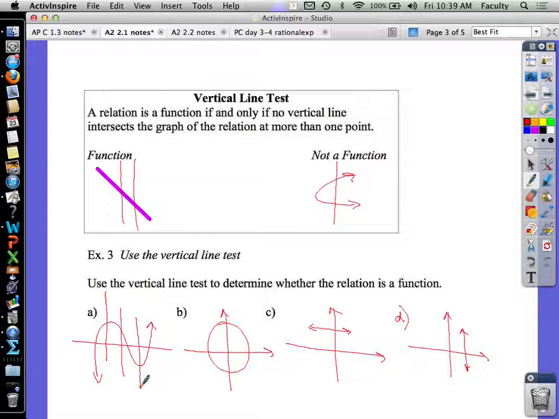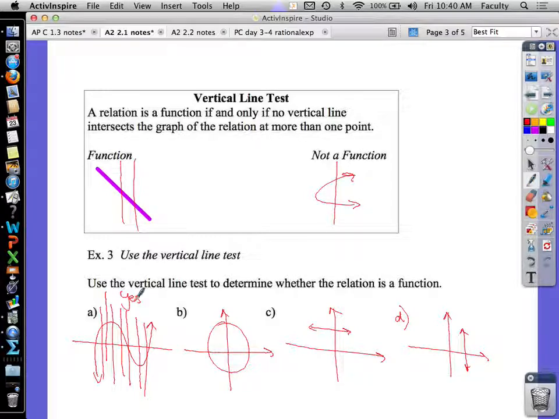This is the curve, right? So where can I draw? I'm not seeing it. Can you? Oh, it is a function. Yeah, this one actually is. I mean, everywhere I draw a vertical line, it's only hitting it once. So this one's a yes, okay? This one's a yes.